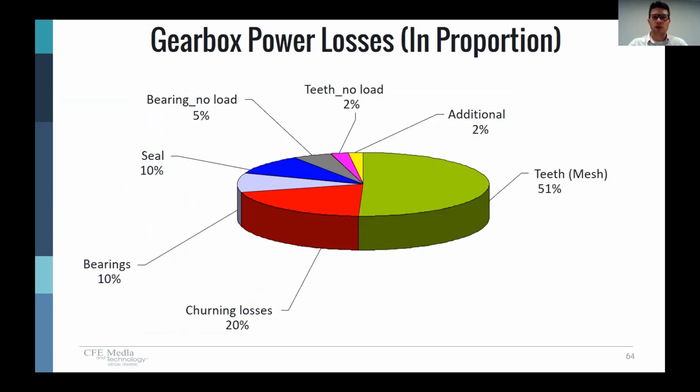If we look at the proportionality between the different losses in the gearbox, the majority of the losses come from the actual tooth contact, or the meshing. We also have churning losses, bearing losses and seal losses. Seal losses can be minimized a little bit using the correct amount of lubrication. Bearing losses can be minimized a little bit as well by using low friction bearings, but more importantly, the proper amount of lubrication. If you put too much grease in a bearing, you're going to make it really inefficient. So those are a couple of ways to minimize your seal and bearing losses.